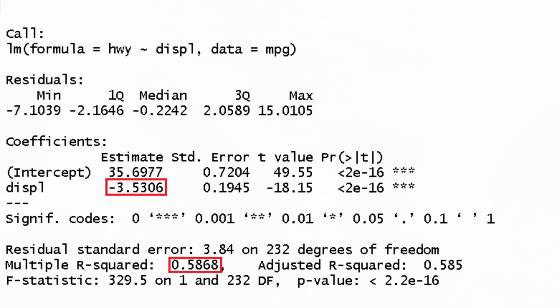For example, most importantly, the estimate of the slope parameter on displacement is negative 3.5306, meaning for every 1 unit change in engine displacement, we expect highway miles per gallon to decrease by 3.5306 units. And then also multiple R squared is 0.5868. Meaning 58.68% of the variation in highway miles per gallon is explained by this model, specifically the linear relationship on engine displacement.